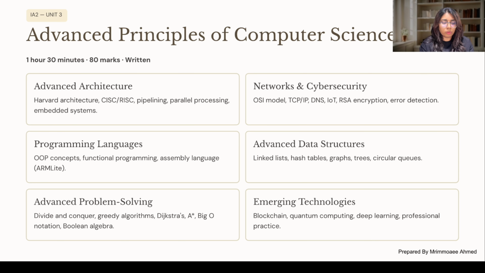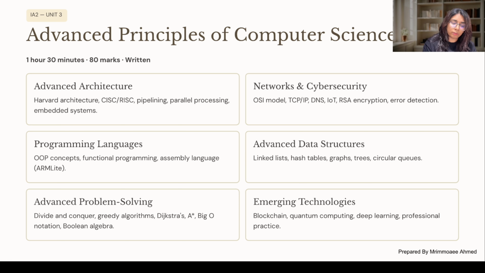Then comes advanced data structures. Advanced data structures are all about linked lists, which are a bit like an array in JavaScript that we learn in IT, or what is called a list in Python. So linked lists: how they work, how to insert data into the list, all those things. Then comes hash tables, graphs, trees, and circular queues. This is all related to the advanced data structures that we start to learn.